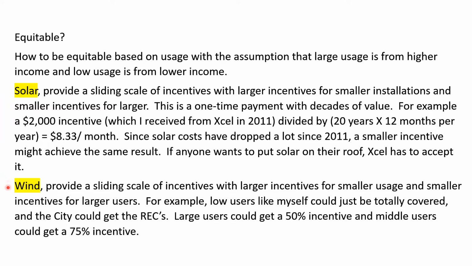Wind: provide a sliding scale of incentives, with once again larger incentives for smaller usage and smaller incentives for larger. For example, low users like myself could just be totally covered, and the city could get the RECs. Larger users could get a 50% incentive, and middle users could get a 75% incentive. So what would this look like on average?